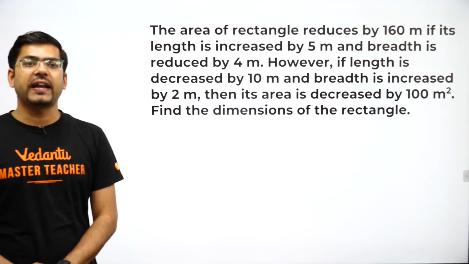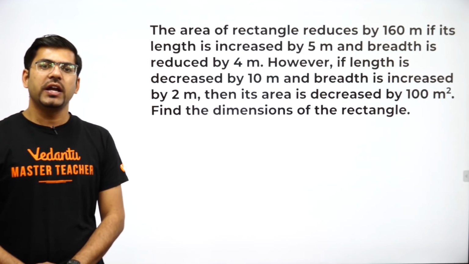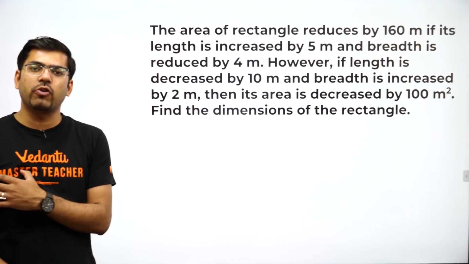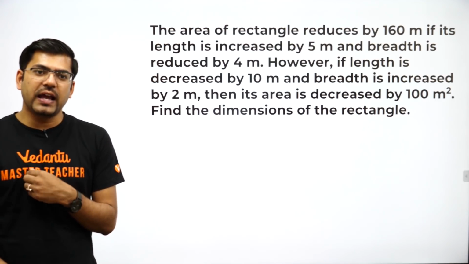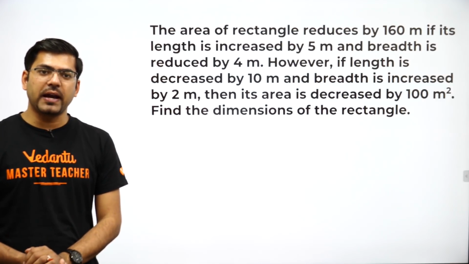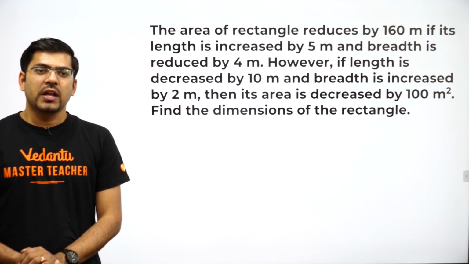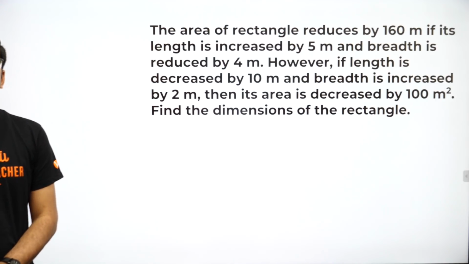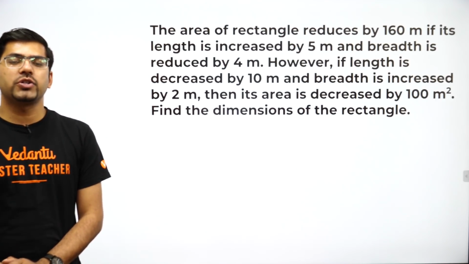The area of a rectangle is reduced by 160 meter squared if its length is increased by 5 meter and breadth is reduced by 4 meter. However, if the length is decreased by 10 meter and the breadth is increased by 2 meter, then its area decreases by 100 meter squared. Find the dimensions of the rectangle.